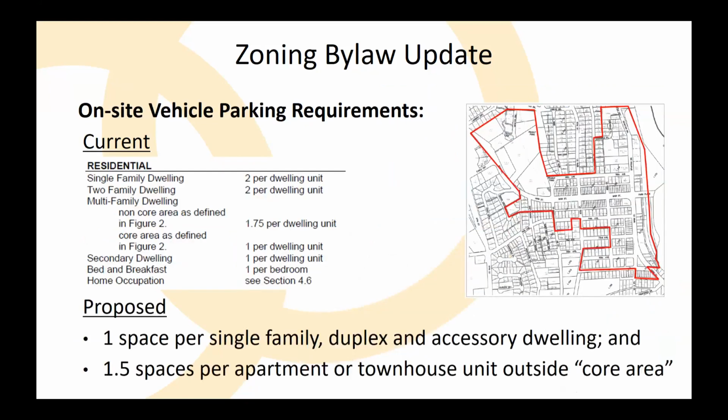Again, on-site vehicle parking requirements. So you can see here that the table at the top is a screenshot from the current zoning bylaw, and it shows that single detached dwellings and duplexes are 2 parking spaces per unit. In light of provincial direction, we're proposing that be reduced to 1 space per single family dwelling, duplex, or accessory dwelling. Recognizing that that's just a floor. If a developer wanted to provide more when they're doing a new build, that's up to them. But the town is not going to require more than 1 space per dwelling unit.